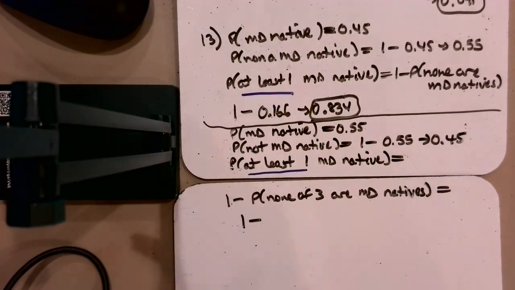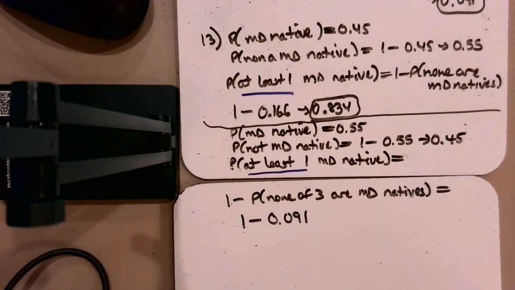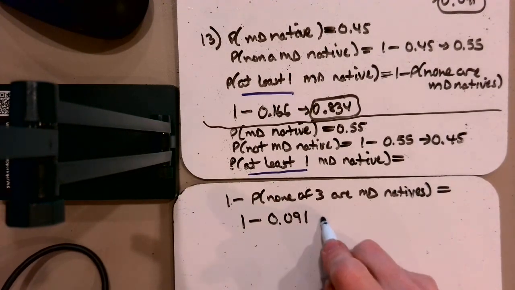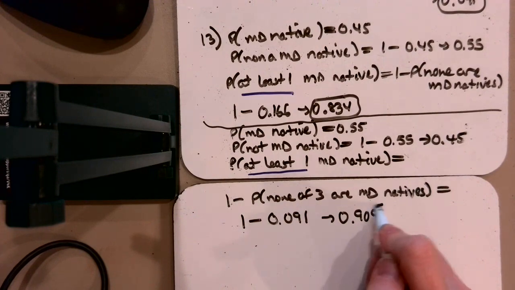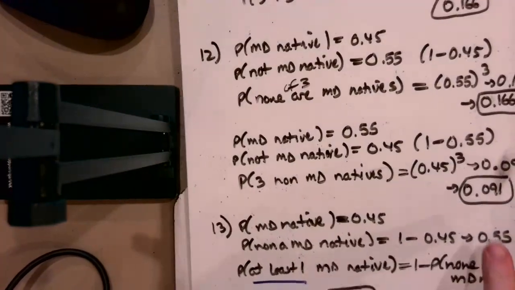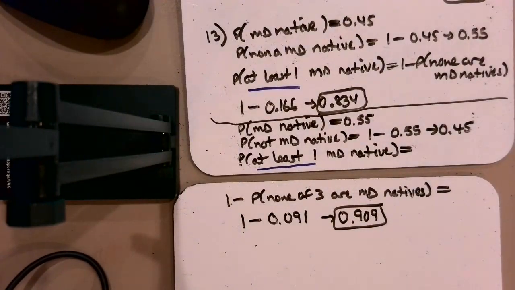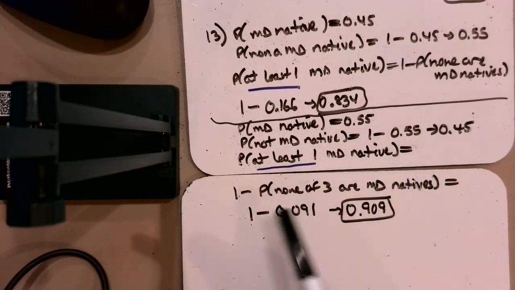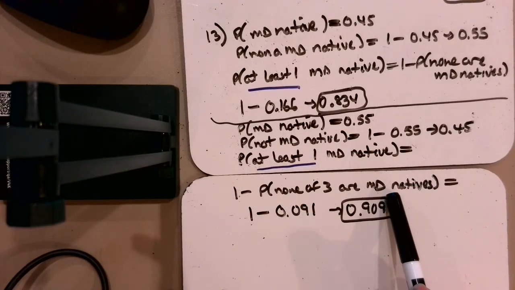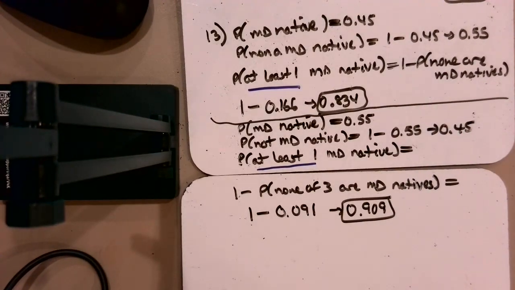So that's 1 minus the answer we found from the second version of question 12, 1 minus 0.091, which gives you 0.909. So again, in the second part of question 12, the probability that none of the 3 were Maryland natives was 0.091. We use that answer to find the probability that at least one is a Maryland native. That's 1 minus the probability that none of the 3 were Maryland natives, which we got if the probability of a Maryland native was 55%.